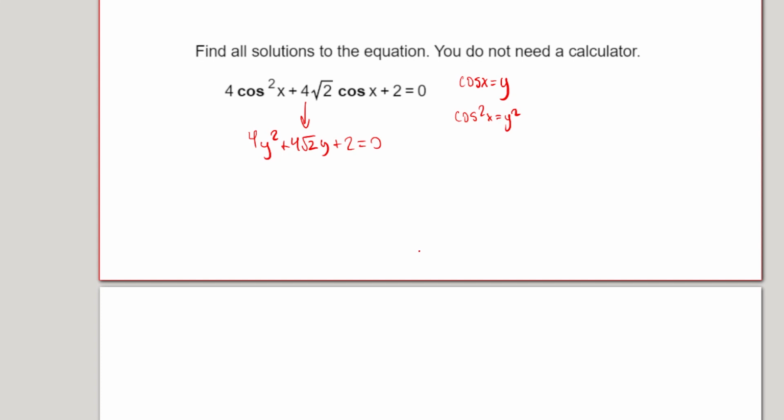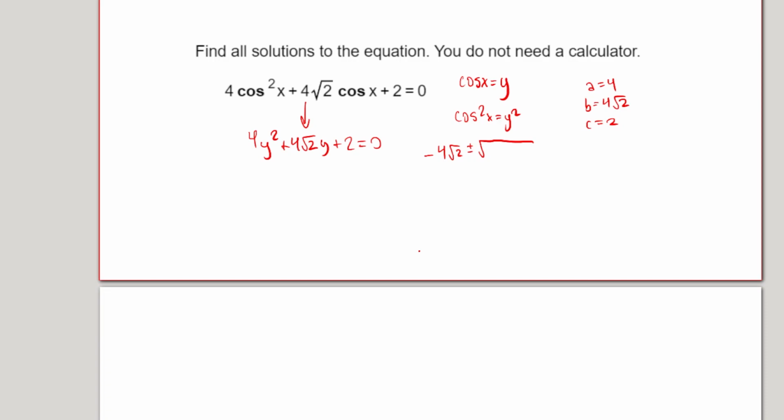Now, you can use the quadratic formula for this, and I think I'm going to do that because I feel like everyone knows the quadratic formula. And we'll get minus 4 times the square root of 2 plus or minus the square root of 4 times, I think I should write this up. A is equal to 4, B is equal to 4 times the square root of 2, and then C is equal to 2, just so that we have this.